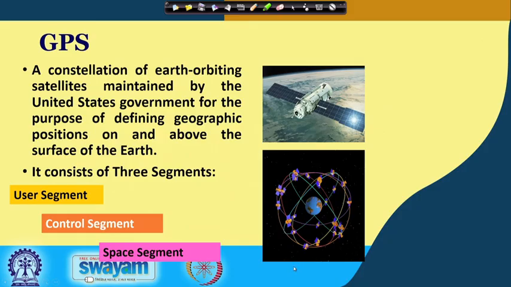And let us see what GPS is. GPS stands for Global Positioning System, and it utilizes a constellation of Earth orbiting satellites maintained by the United States government for the purpose of defining geographic positions on and above the surface of the earth. GPS is helpful for defining the geographic position in terms of both x and y coordinates, or latitude and longitude, along with the elevation sometimes.